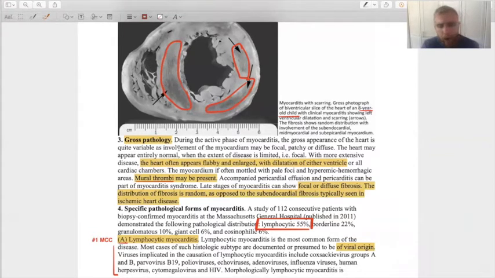Late stages of myocarditis may show focal or diffuse fibrosis. This goes hand in hand with the scarring. That is the scarring. The distribution of fibrosis is random, as opposed to the subendocardial fibrosis typically seen in ischemic heart disease. Because again, anytime you have a heart attack, it's got to be a specific region of the myocardium corresponding to whatever blood vessel just got knocked off. So if it's patchy and sporadic, it's unlikely that it's going to be minor heart attacks at all those different places.